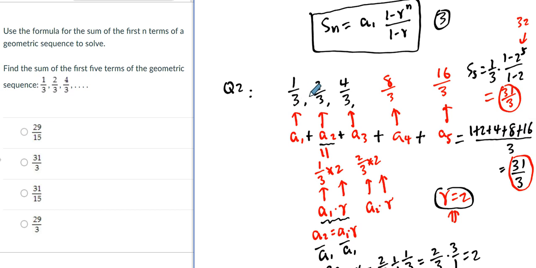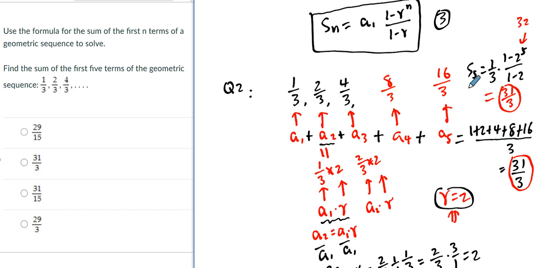And really here, because it is only 5 terms, it's easy to add. You add 1/3 plus 2/3 plus 4/3 plus 8/3 plus 16/3. You add together 1 plus 2 plus 4 plus 8 plus 16, which is indeed 31/3.